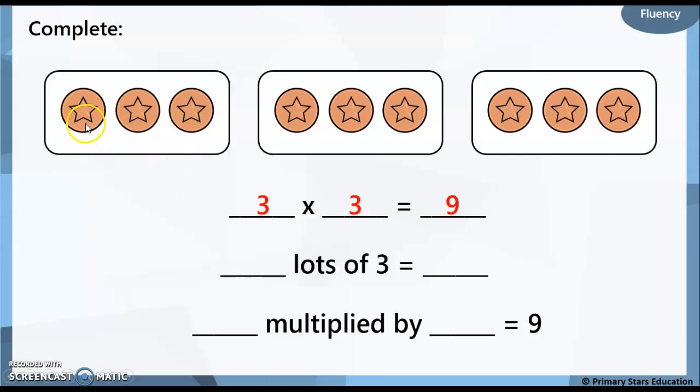If we counted them, we could either skip count in 3s, so 3, 6, 9, or if you aren't too sure about skip counting in 3s, you can just count them one by one. Answer's 9. We have 3 lots of 3. We know that equals 9. Remember, the times sign is the same as groups of or multiplied by. So it'd be 3 multiplied by 3 equals 9.